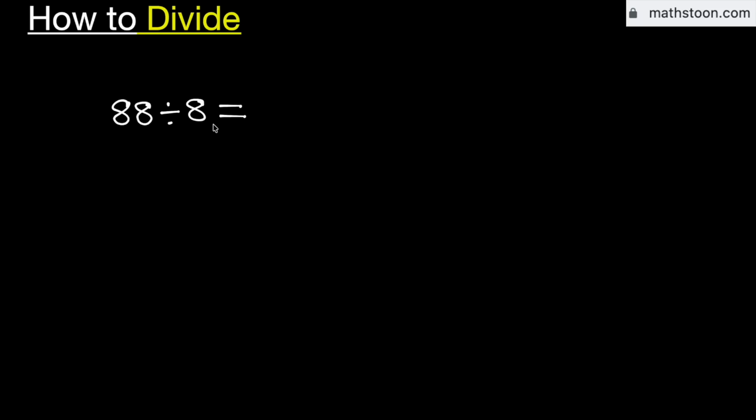In this video, let's learn how to divide the number 88 by 8 using the long division method. Consider the first digit 8. We know that 8 times 1 is equal to 8.